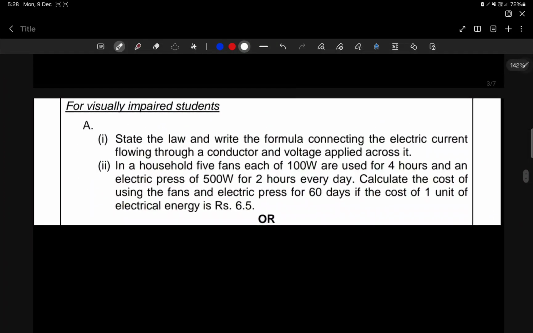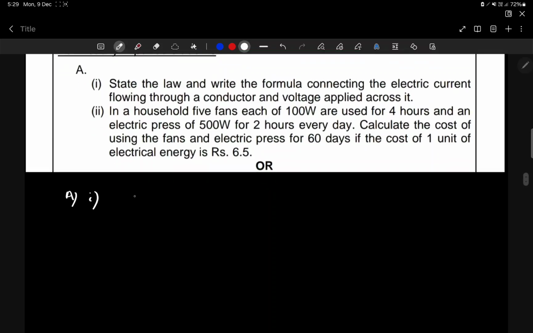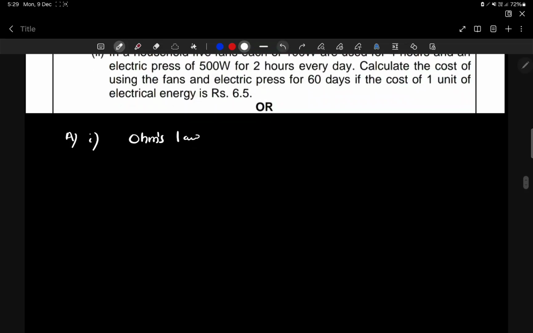Yes. So it is given, state the law and write the formula that connects the electric current flowing through a conductor and voltage applied across it. State the law and write the formula. Okay, all of you know this is a very simple question. The law is your Ohm's law. And it is asking to write the statement. So what we have to write?